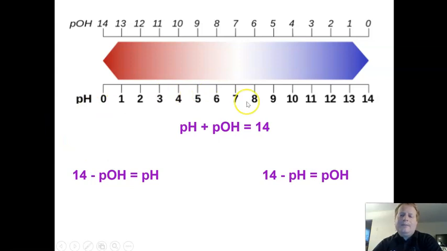And this is just showing they both add up to 14. Here's the pH scale on bottom. Here's the pOH scale on top. They're exact opposites. They run in opposite directions, but they both add up to 14, which is the simplest way to think about it. And you could do 14 minus one to get the other.